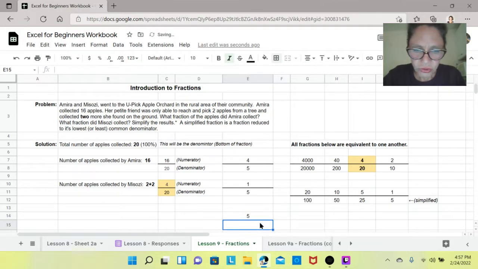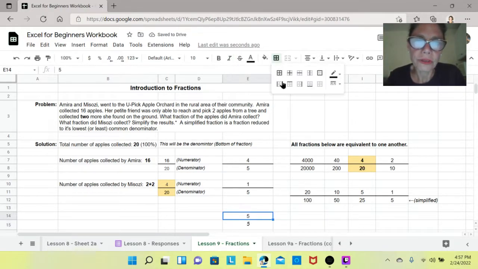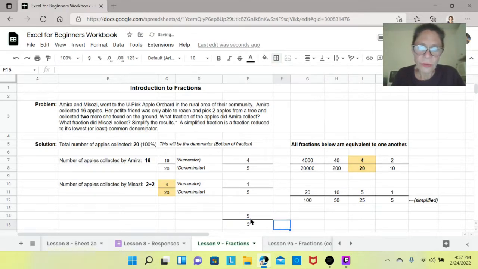So that'll be the whole. So 5 over 5 is equal to 1. That's how you know that your fractions are right. When the top number and the bottom number are the same, it's equal to 1. So 5 over 5 equal to 1. Or 6 over 6, 7 over 7. When the two are the same, it's equal to 1.